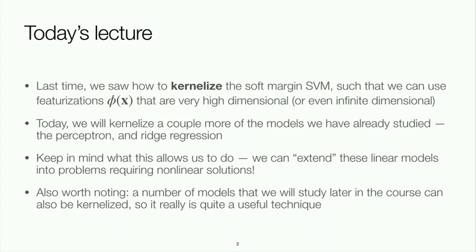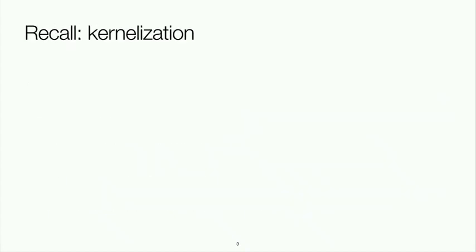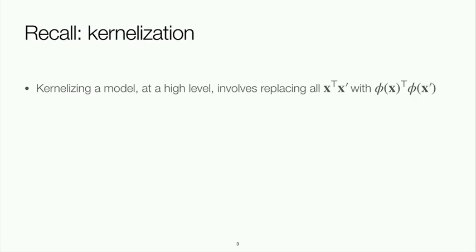Okay, but let's get back into what we were talking about last time. So remember, what is kernelization? When I kernelize a model, basically what I'm doing is replacing all of these dot products, x transpose x prime, with a dot product or an inner product in a different feature space: phi of x transpose phi of x prime. That's the key idea. As long as my model during training and during prediction only requires these dot products, then I'm able to kernelize it and implicitly use some other feature space phi of x rather than using x itself.